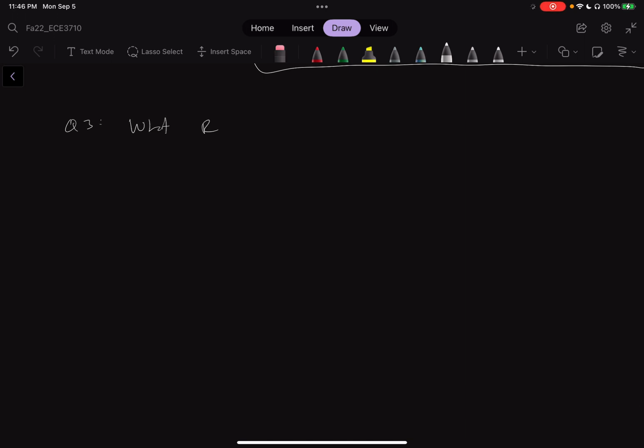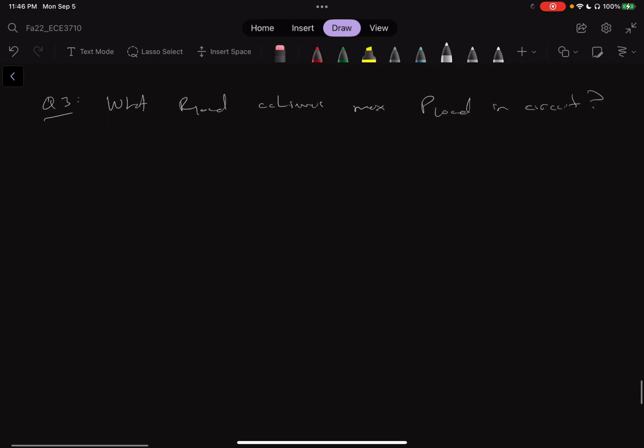Next question. Question number 3. What Rload value achieves maximum power at load in circuit? You don't even need to look at the circuit. I understand it was this circuit. For my visual people, I know it looked like this.